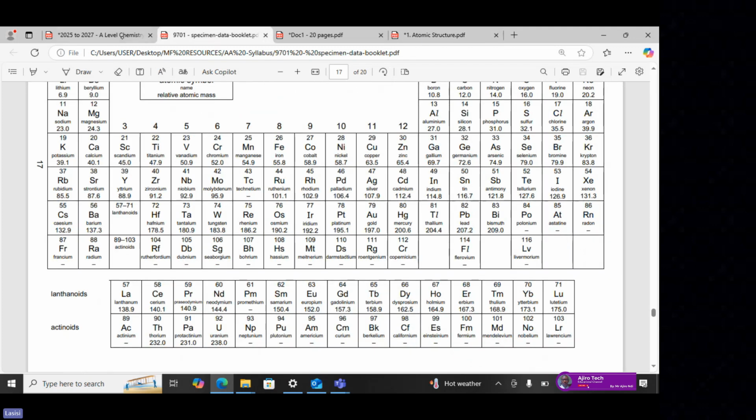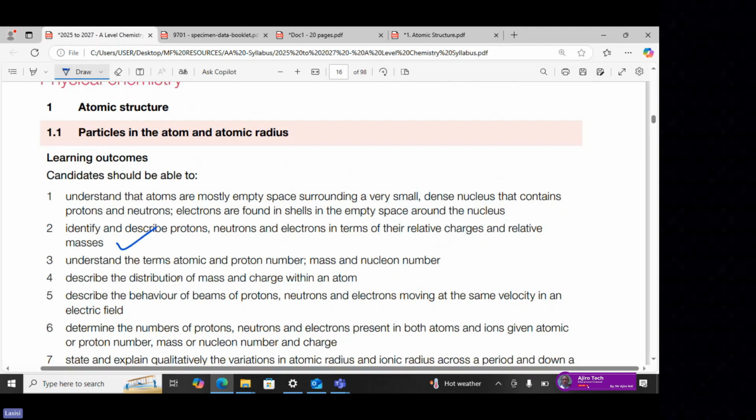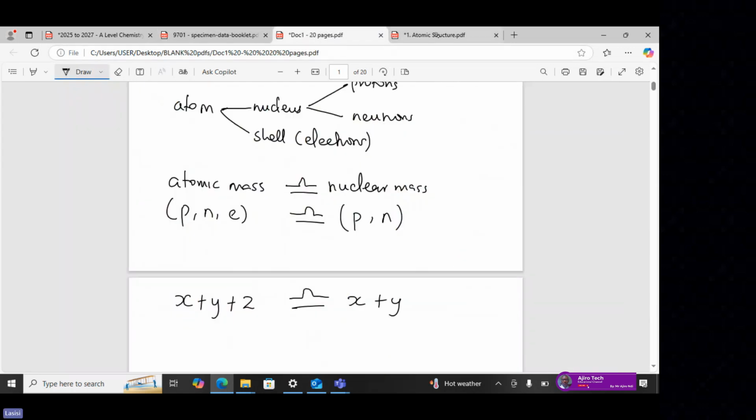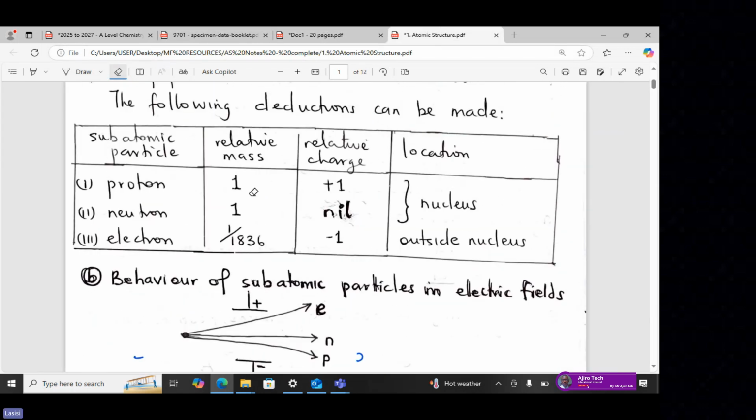Point 2 says identify the proton and neutron by their relative charge and masses. We've done that. That's the table I showed you. The actual mass of proton is 1.67 times 10 to the minus 27. It's in your data booklet, they give you a copy during the exam. You don't have to memorize it. But when you compare proton and neutron, they have the same mass. Electron is very small compared to them.